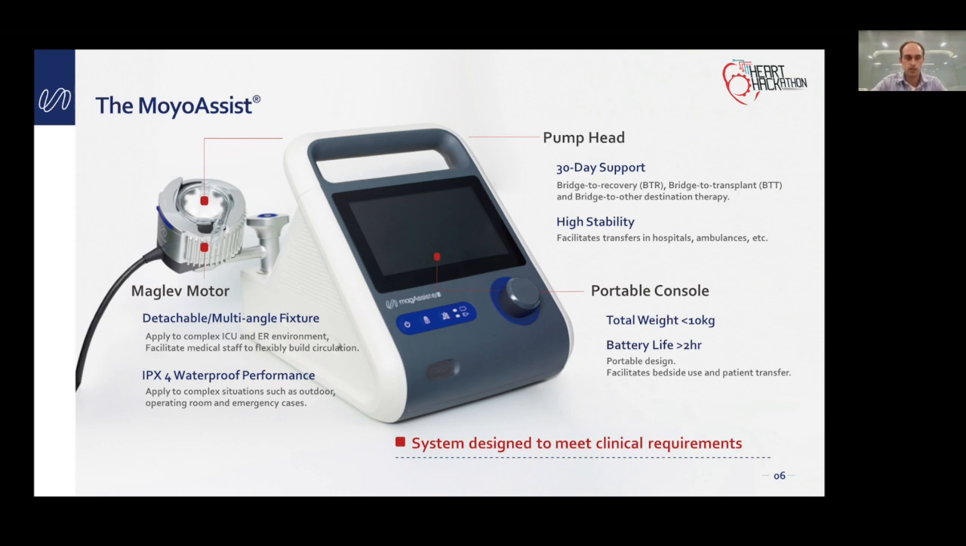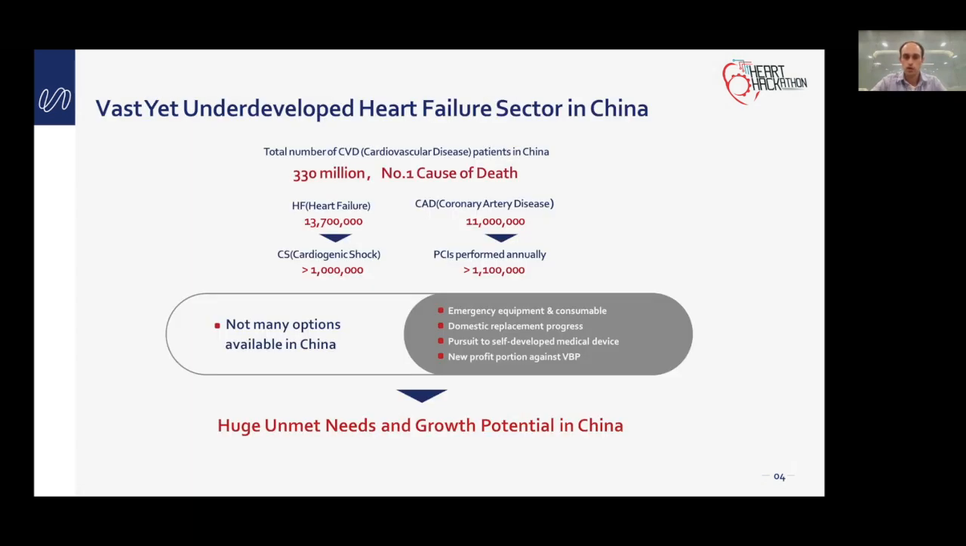And as well as the pump itself, we have also developed a very usable console and the other parts of the system to let it really be used in the ICU. So why in China? Well, China has a very big, aging and developing population, and that means that heart disease is creeping up as the number one cause of death. And this market's not been very well served by some of the Western companies, and so it gives us a great market for developing this type of product.